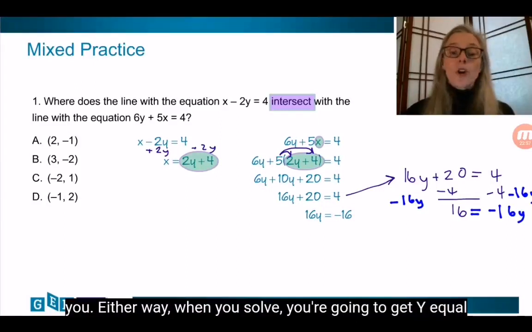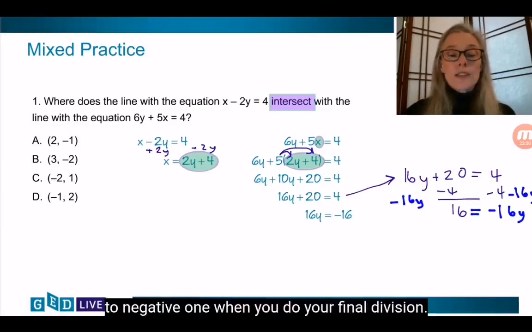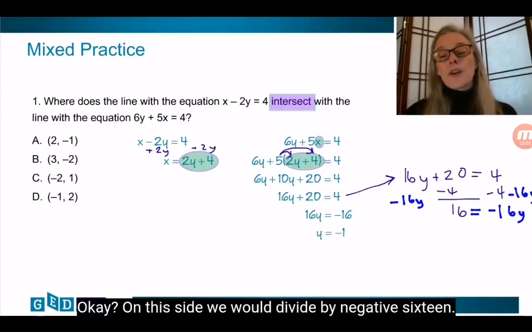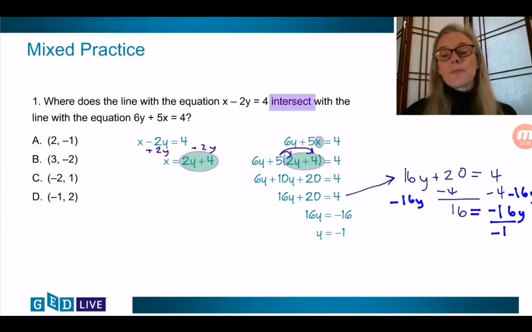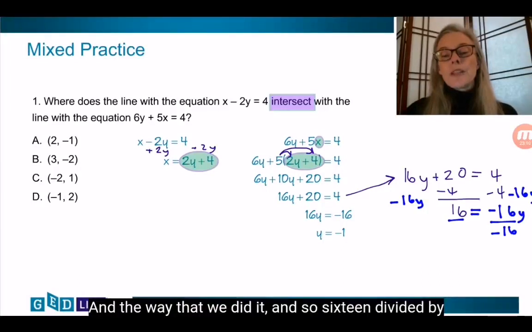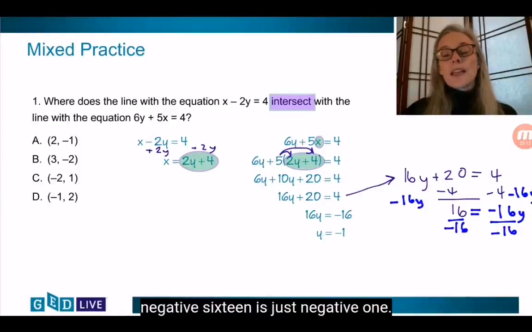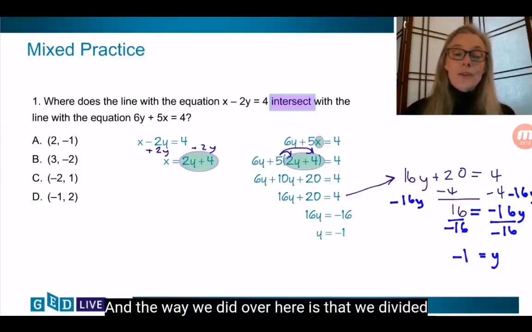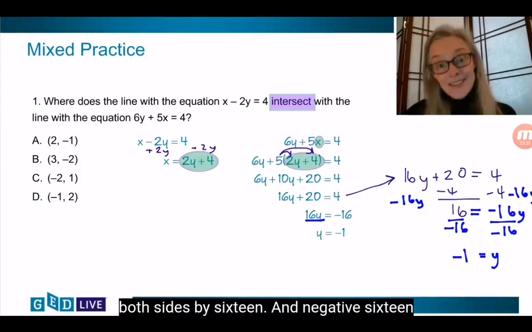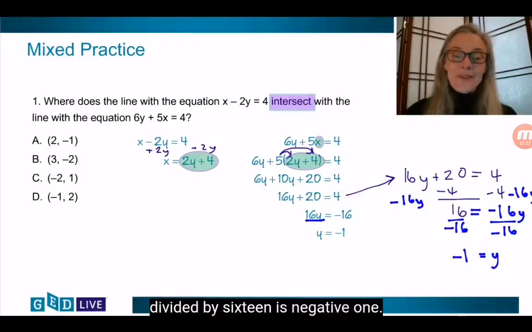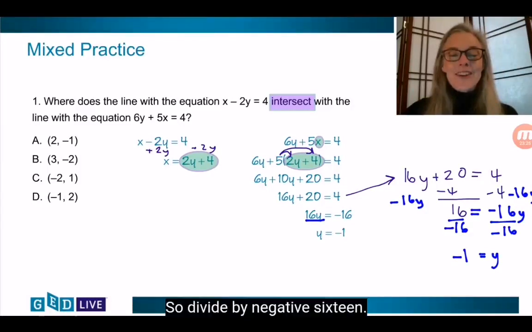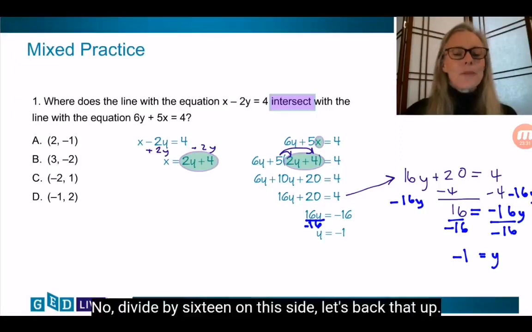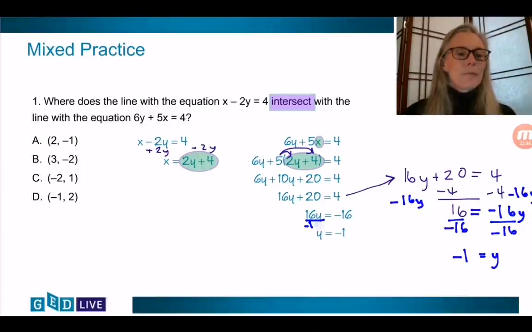Either way, when you solve, you're going to get y equal to negative 1 when you do your final division. On this side we would divide by negative 16, and 16 divided by negative 16 is just negative 1. The way we did it over here is that we divided both sides by 16, and negative 16 divided by 16 is negative 1. So divide by 16 on this side. Let's back that up.